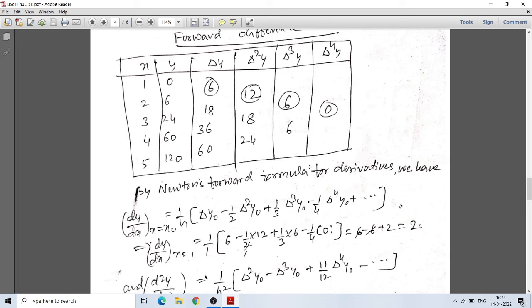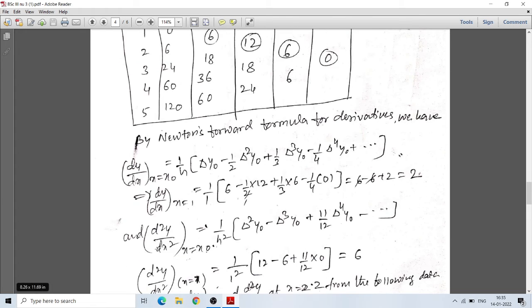1 by 3 delta cube y naught is 6, minus 1 by 4 delta to the power of 4 y naught is 0. Then 6, then 6 minus 6 is 0, this is 0.